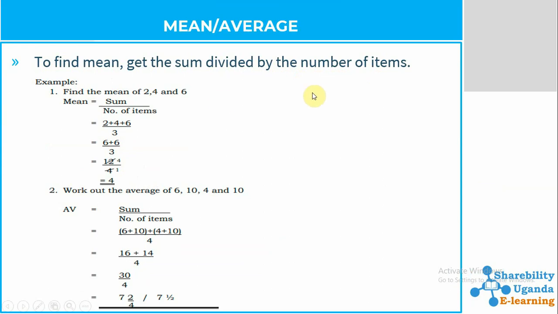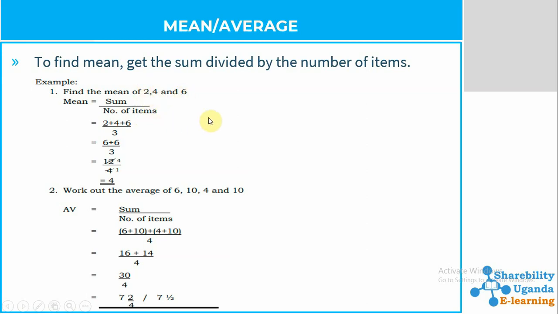Let's see these examples for us to understand more. Here we have an example. They are saying find the mean of 2, 4 and 6. As we have said, to find the mean, we get the sum of those numbers, our 2, 4 and 6. Sum means addition, so you just add. Then divide by the number of items. When they talk about the number of items, you just count them: 1, 2, 3.